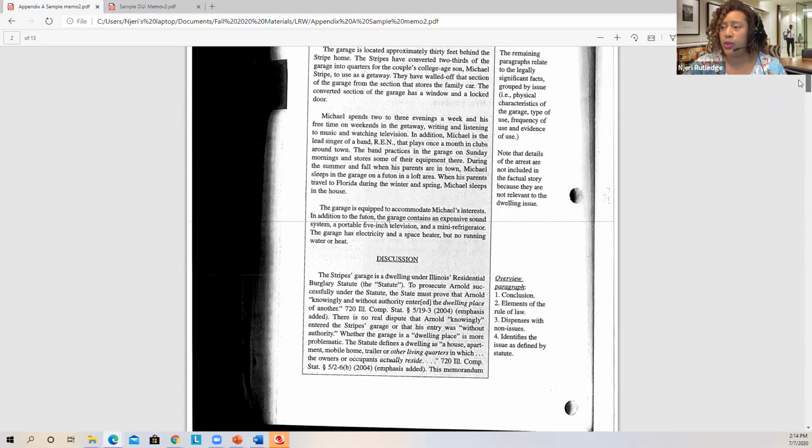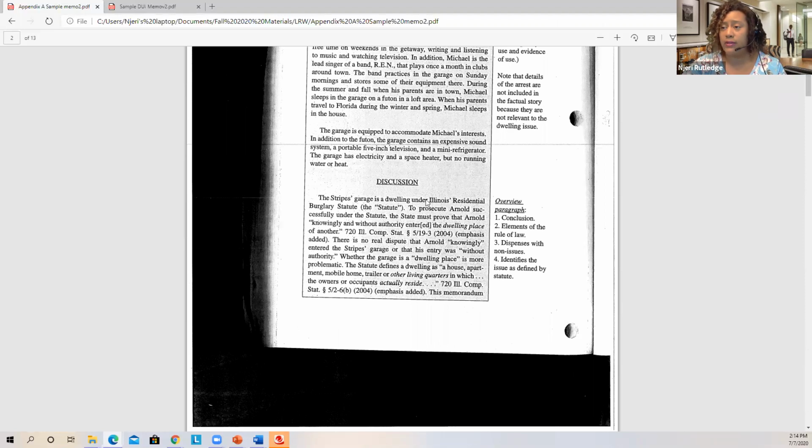For our purposes, we're going to focus on the discussion section. And notice the discussion section, the very first paragraph should be your overview paragraph. And here it's telling you that this is your overview paragraph. And like most good overview paragraphs, it starts with a conclusion, the rule of law or the elements, dispenses with non-issues, and identifies the issues in dispute.